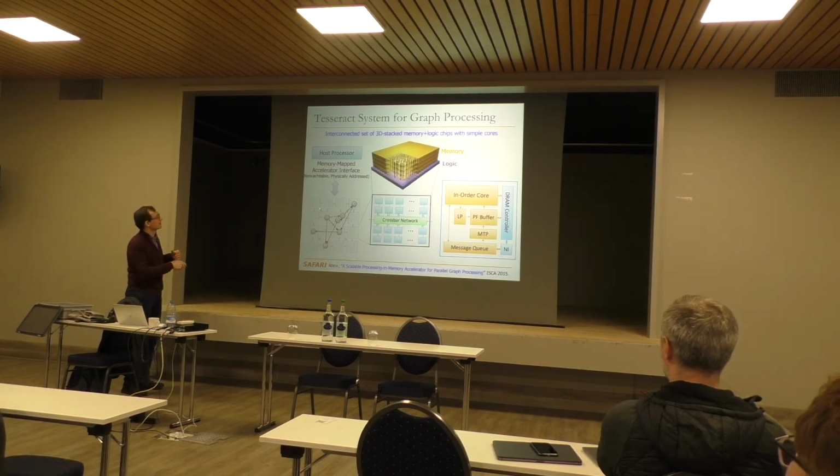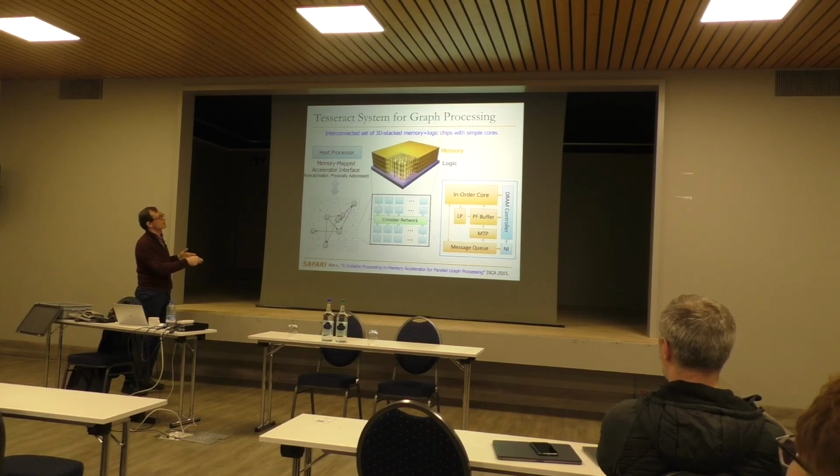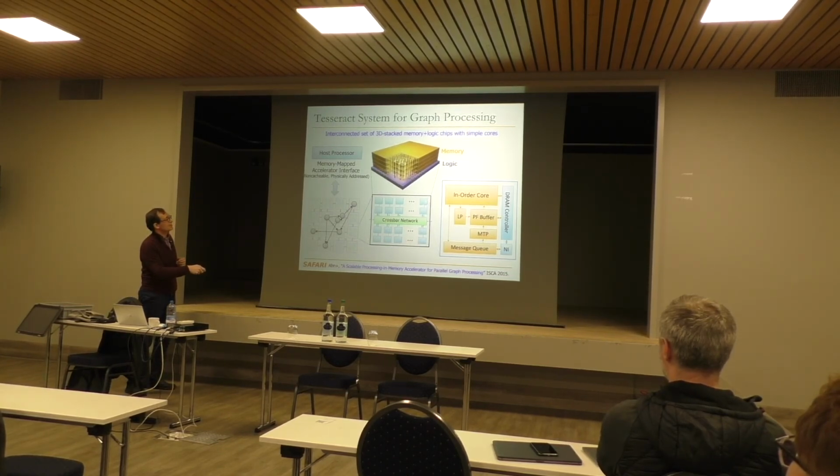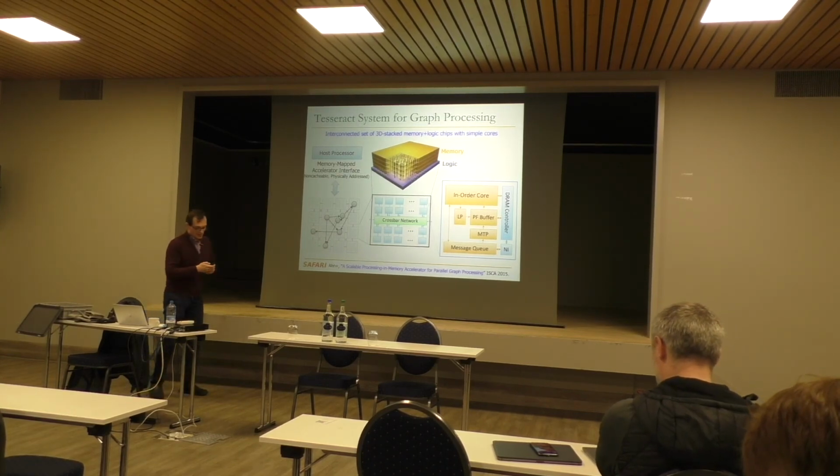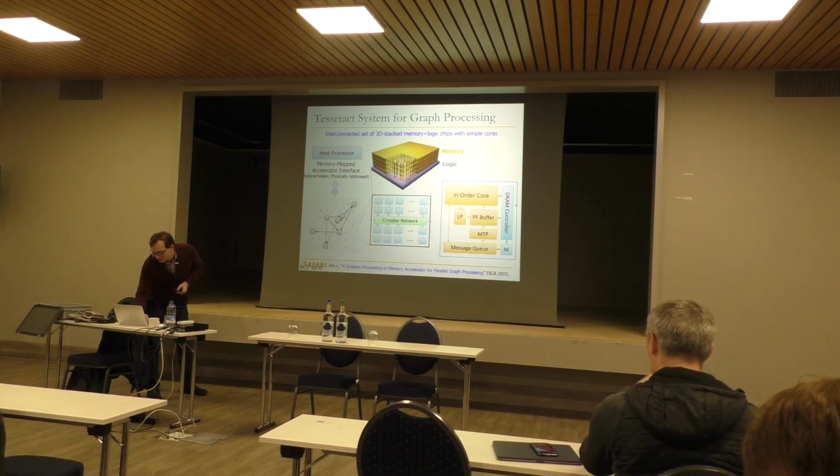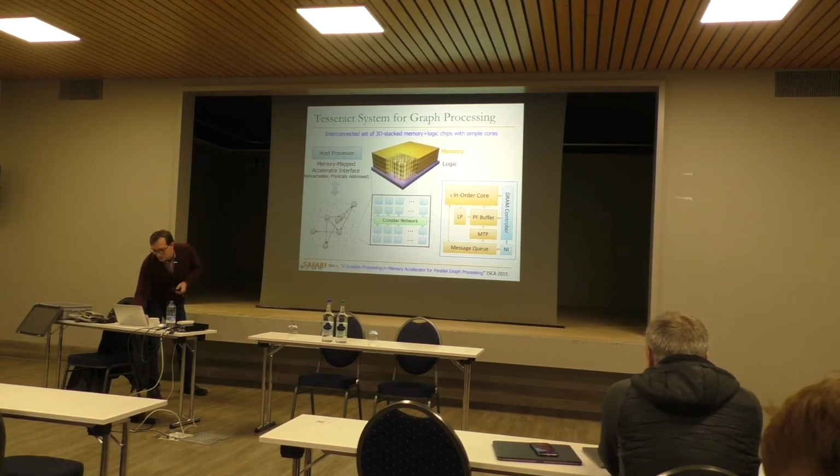So what does this accelerator look like? It's an interconnected set of these 3D stacked memory plus logic units. Let's call them cubes. Essentially, in each cube, in the logic layer, you have a vault. This vault basically operates on the memory layers on top of it. So the thing is partitioned in the vaults, and each vault has some memory associated with it. Each vault has essentially a DRAM controller over here, and we add an in-order core into this vault.